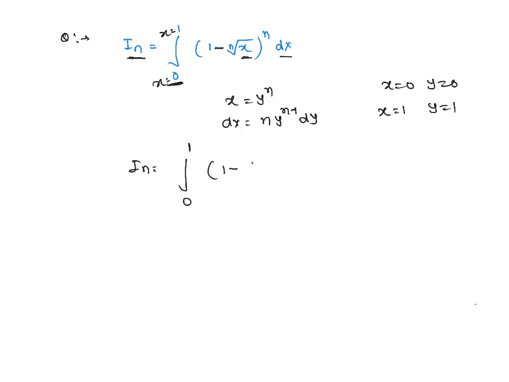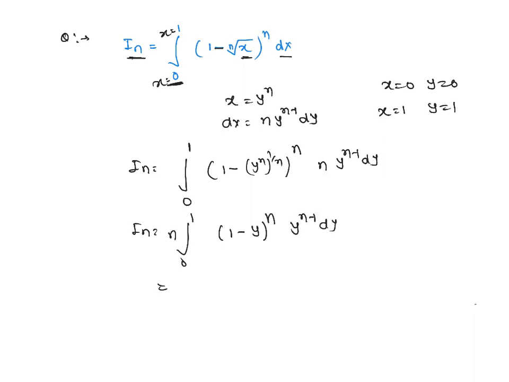Then 1 minus y power n power 1 by n into power n. Then dx we can put n into y power n minus 1 into dy. So if I simplify this one, I equals to 0 to 1, 1 minus y power whole power n into y power n minus 1 into dy, and we can take n outside this one. So n into this is nothing but beta n minus 1 comma n. So this integration we can do, n minus 1 factorial into n factorial divided by sum n minus 1 plus n plus 1, total factorial.